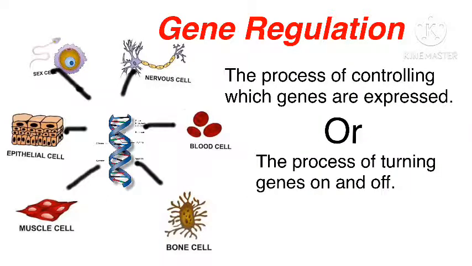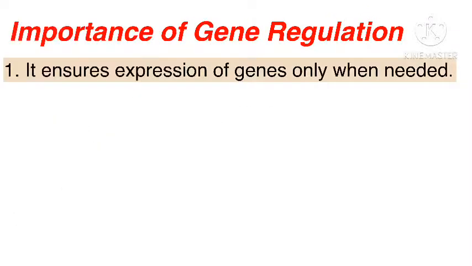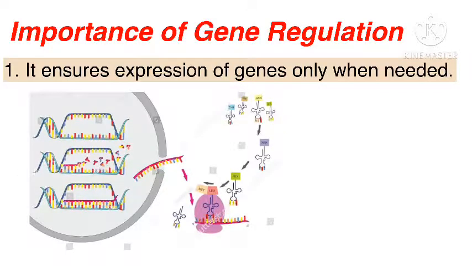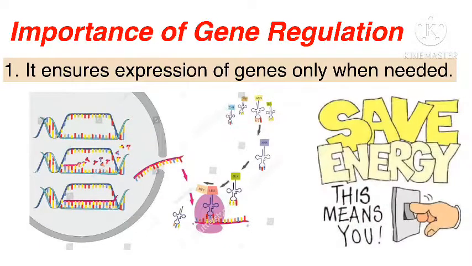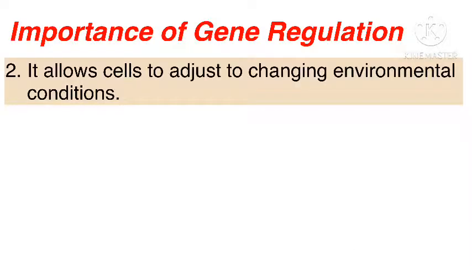The process of controlling which genes in a cell's DNA are expressed is called gene regulation. Or in other words, it is the process of turning genes on or off. Gene regulation ensures that appropriate genes are only expressed when needed. A significant amount of energy is required for a gene to express, and so it would save energy if genes are expressed only when they are required. Gene regulation also allows cells to adjust to changing environmental conditions. There are several examples of organisms changing their gene expression in response to environmental changes.